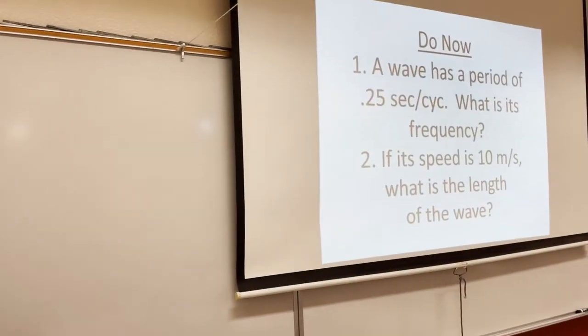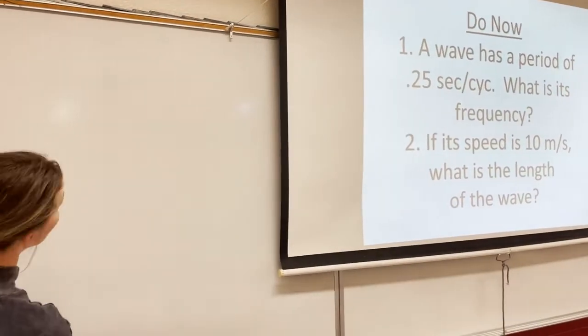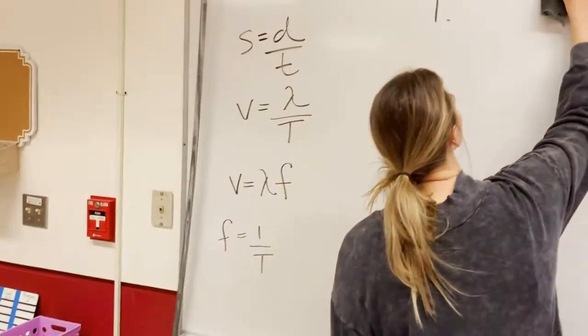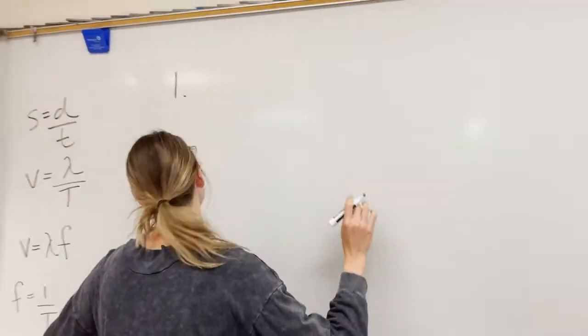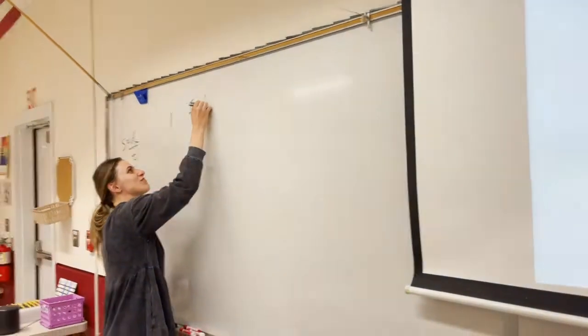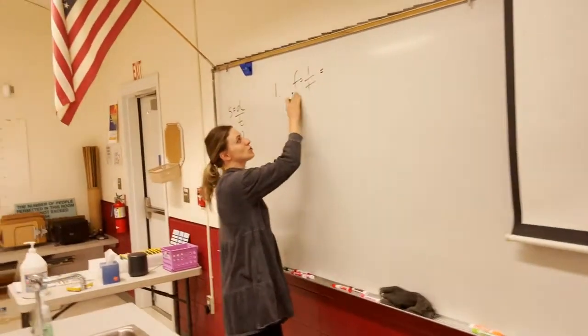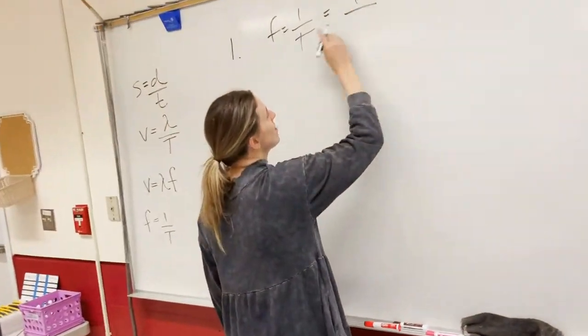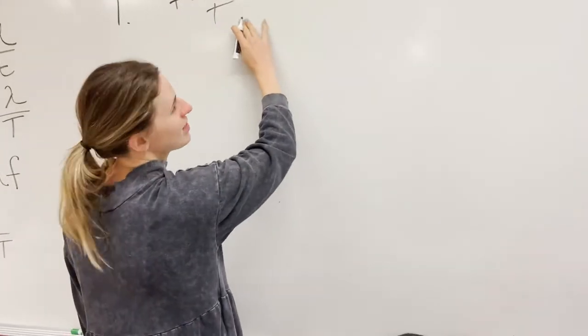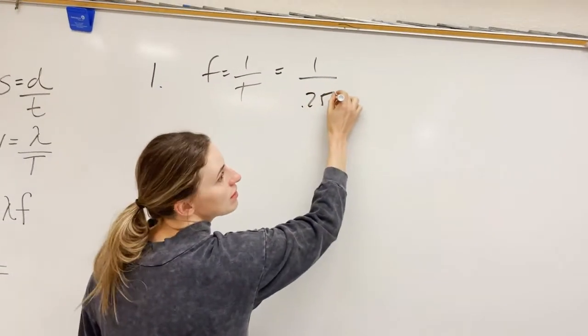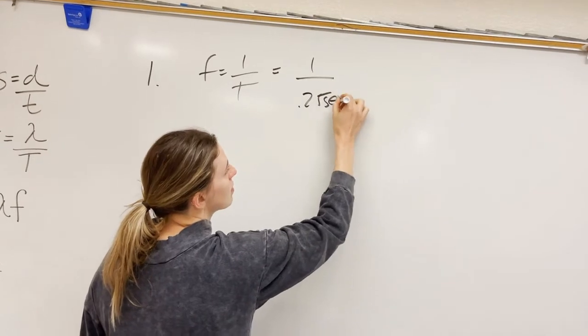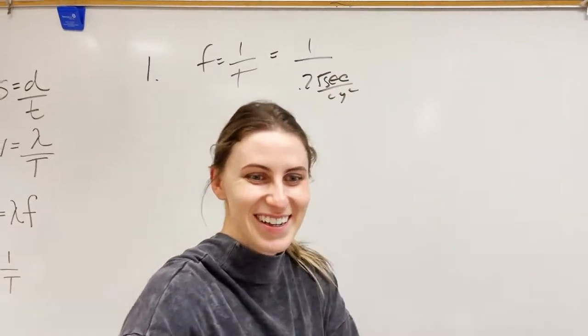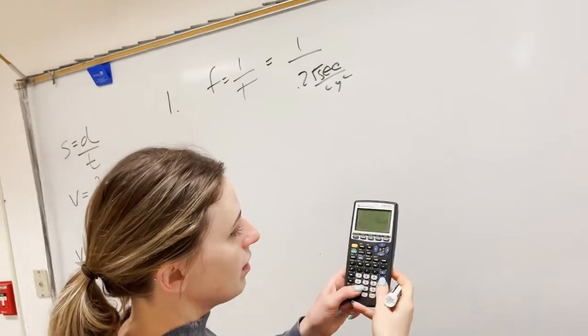Actually, a wave has a period. Oh, I lied. We want the frequency. Can we keep it just like this? Frequency equals 1 over period. I apologize. We're solving for the frequency, and we're given the period. I was like, wait, my units up there are cycles per second. So 0.25 seconds per cycle. Okay, so 1 divided by.